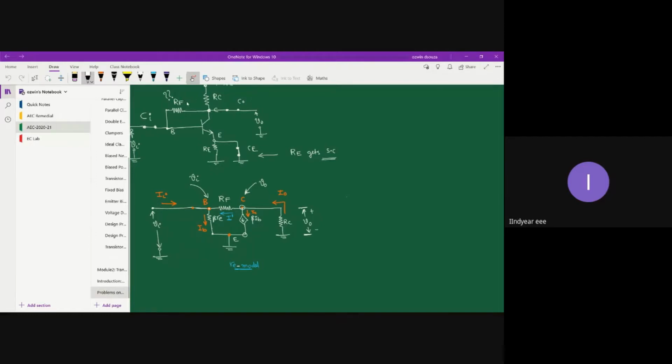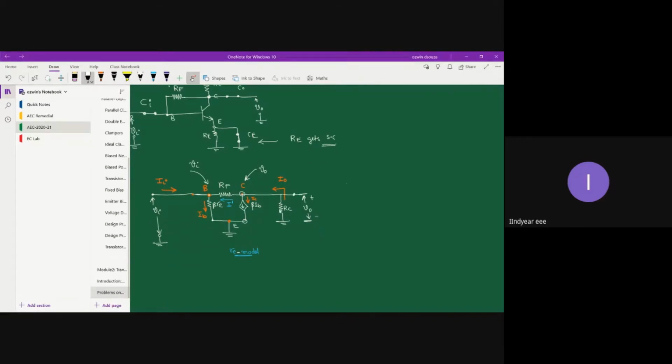So taking that connection into consideration, between base and collector we have placed a feedback resistor RF. So we will mark the performance parameters, and AI and AV can be computed accordingly. All right, fine. So what we will do is first find Zi, the input impedance.